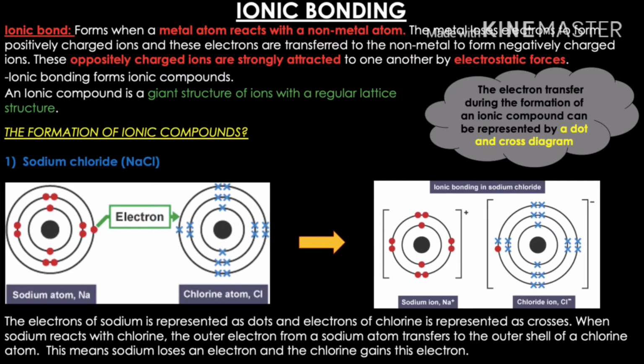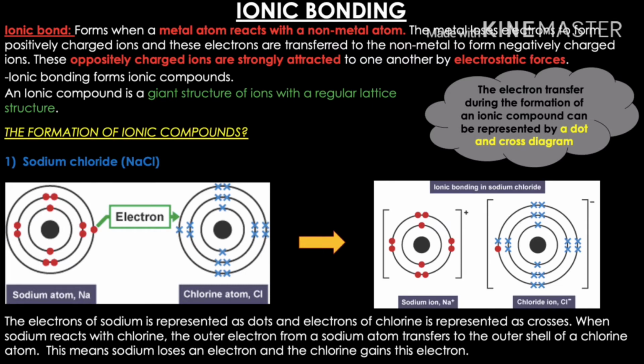Ionic bonding. An ionic bond forms when a metal atom reacts with a non-metal atom. The metal loses electrons to form positively charged ions, and these electrons are then transferred to the non-metal to form negatively charged ions. These oppositely charged ions are strongly attracted to one another by electrostatic forces. Ionic bonding forms ionic compounds. An ionic compound is a giant structure of ions with a regular lattice structure. The next part looks at how to form these ionic compounds.